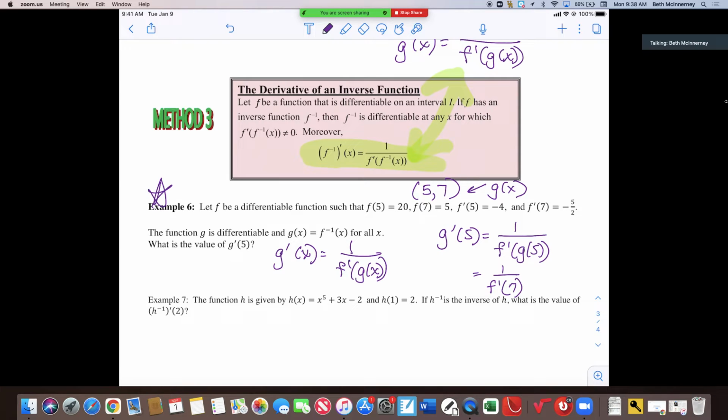Okay, this is on g. So this is where it gets tricky. This is where I have to pause and think. So if f of x is 7 comma 5, then g of x is 5 comma 7. Now, there's a reason why they gave us f prime of 7. But they also gave us f prime of 5 in case we're confused, okay? So this is going to be 1 over negative 5 halves. Dividing by the reciprocal would give me negative 2/5.